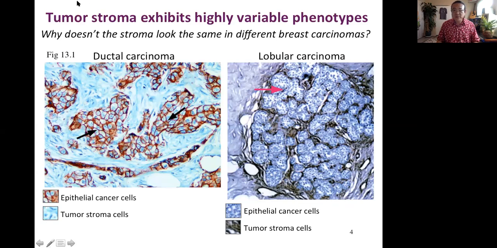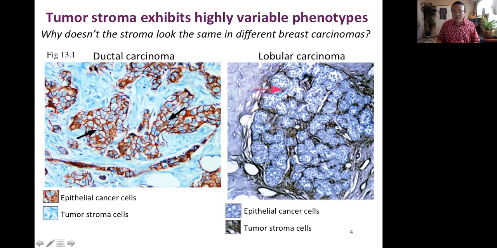Here are two examples of breast cancer. One form here we call ductal carcinoma, one form we call lobular carcinoma. Let's look at the left first. In ductal, the brown stained cells are the epithelial cancer cells, and the light blue stained cells are the stroma.